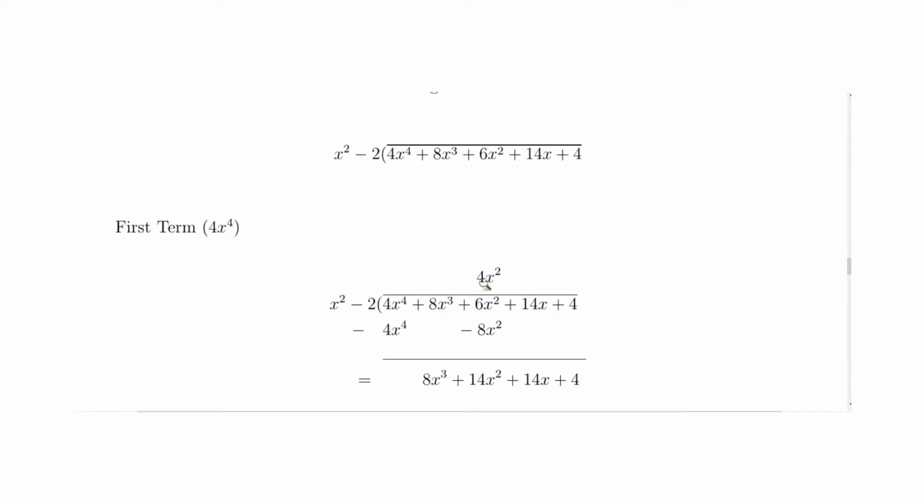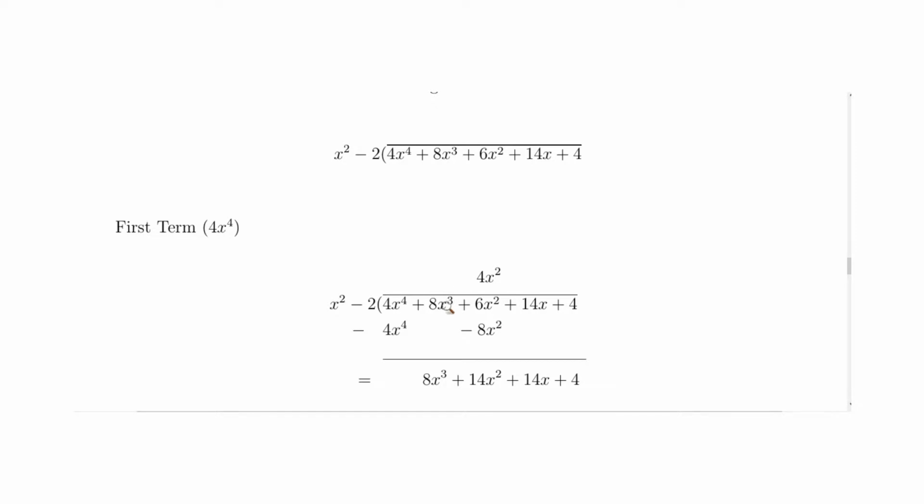So just going through that, 4x squared times x squared is 4x to the 4, and 4x squared times minus 2 is minus 8x squared. And now subtracting them again as we did before, those cancel out. This just comes straight down. 6 minus minus 8 is positive 14. And these ones just come down because there's nothing below them.